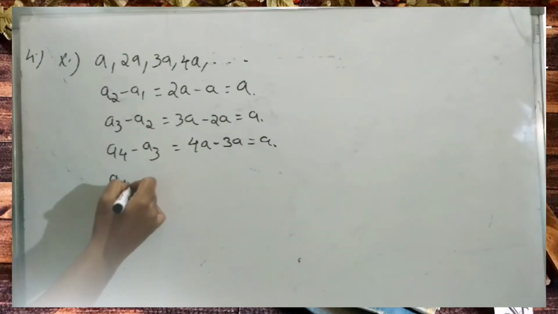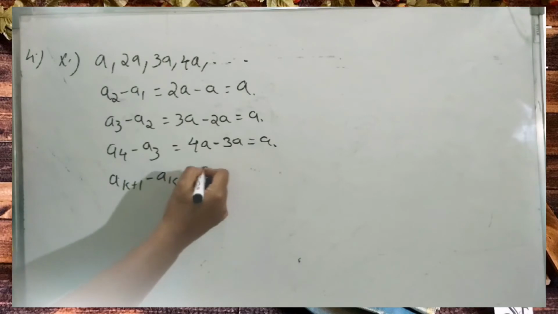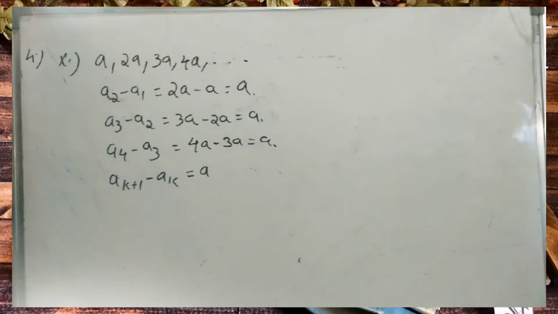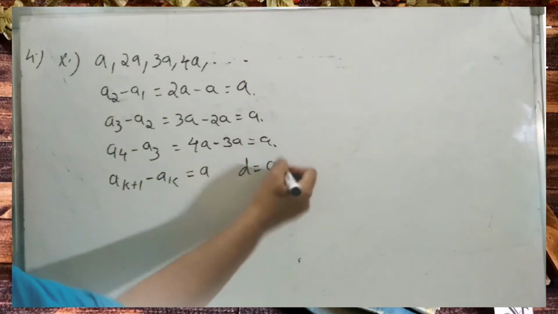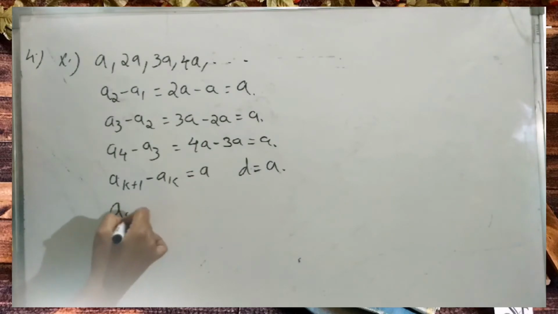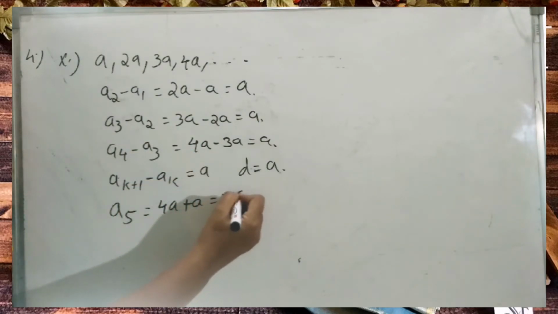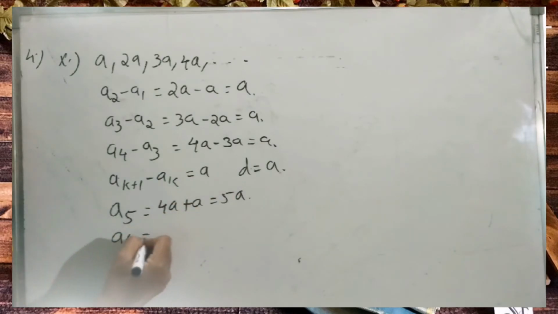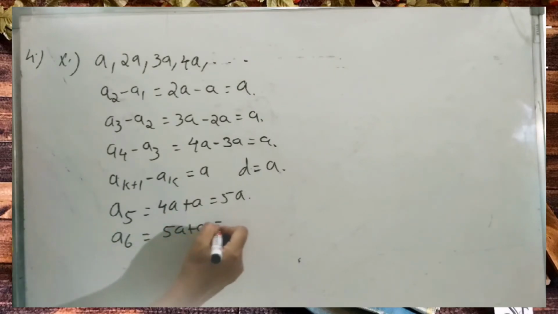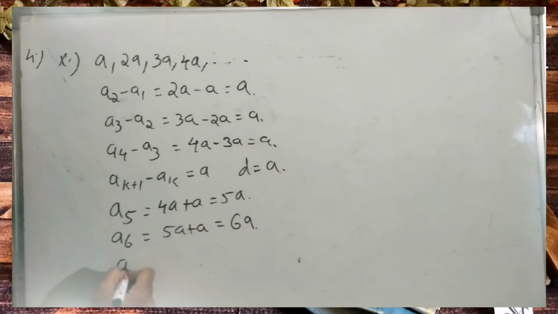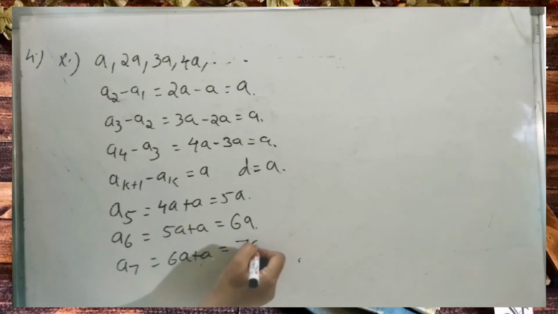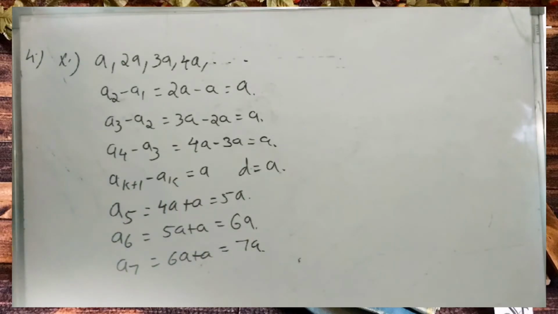So in general, a(k+1) minus a(k) is equal to a. Therefore, this forms an AP with d equal to a. Now a5 is equal to 4a plus a, which is 5a. a6 is equal to a5 plus d, that is 5a plus a, which is 6a. And a7 is equal to 6a plus a, which is 7a.